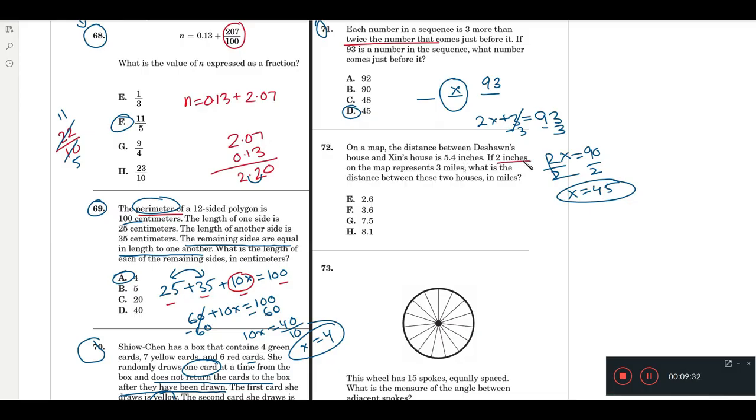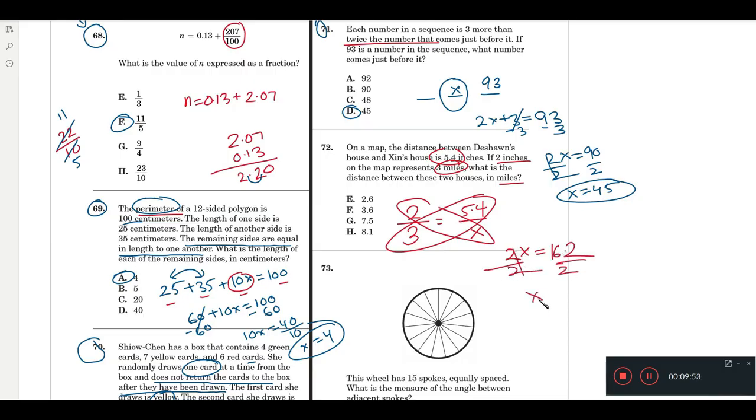Take a look at this. Here, 2 inches on the map means 3 miles. So what is the distance in miles? 5.4 inches is how many miles? Over x. Now we can just cross multiply. It's a simple proportion. 2x is equal to 16.2. When you divide by 2, you get 8.1. That's it.